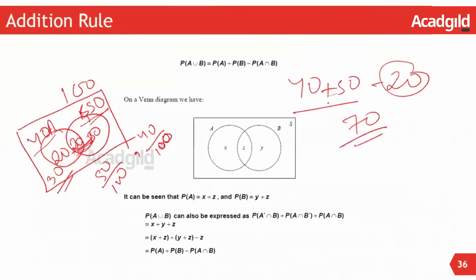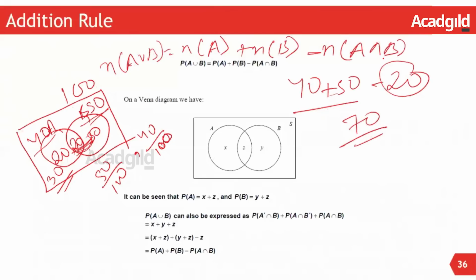Similarly, if I do it in terms of sets, then this is called N of A union B, which is equal to N of A, the number of elements in set A, plus the number of elements in set B, minus the number of elements in the set A intersection B. That is equal to the number of elements in the set A union B.